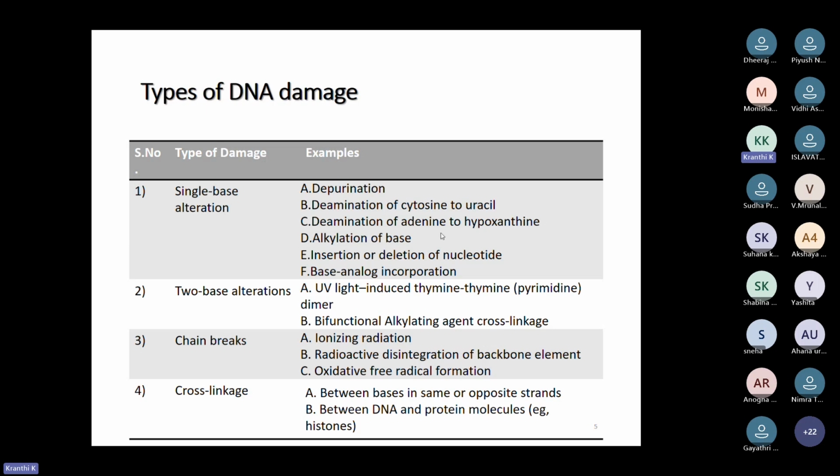In the same way, in the place of adenine, hypoxanthine is coming. So how are these coming? Simple. Deamination means if you remove the amino group from this base, then it will be converted to uracil. Then if you remove the amino group from the adenine, then it will be converted to hypoxanthine. Okay. It will result in abnormal base pairing, right?